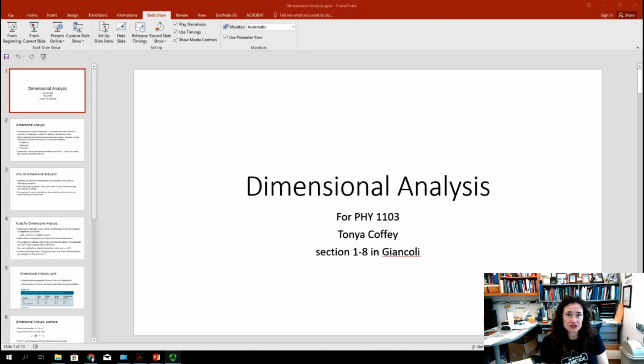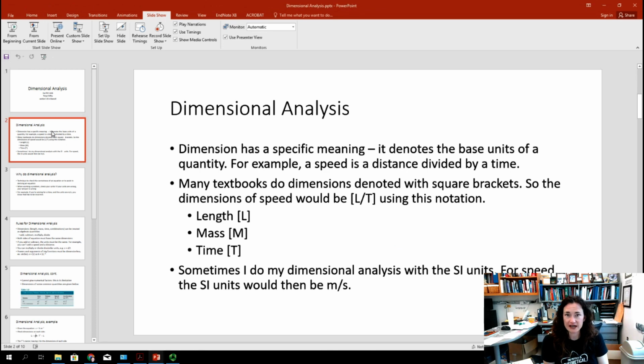Our course uses Giancoli's physics textbook for college algebra-based physics, and this lecture is on section 1.8, or chapter 1, section 8, okay? And it covers dimensional analysis. So first of all, what is dimensional analysis?